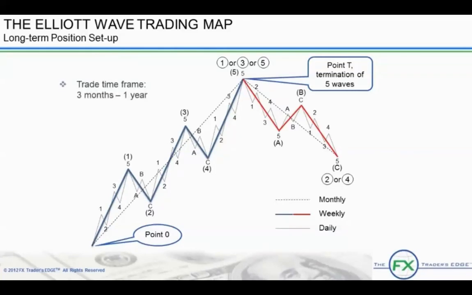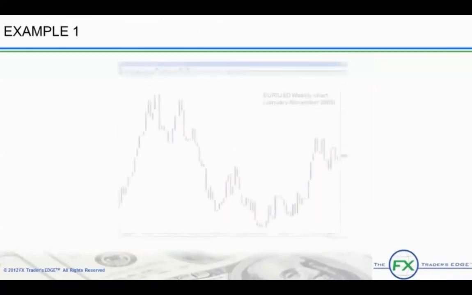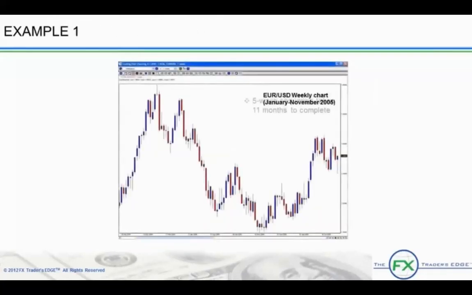Furthermore, the trading time frame, if one were to trade this entire Elliott wave sequence, lasts between 3 months and 1 year, which is almost certainly a long-term trade. In our Euro-USD example, this long-term position setup took 11 months to complete, from the start of Wave 1 in January 05 to the end of Wave 5 in November of 05. This is the weekly chart with the appropriate labeling convention applied.